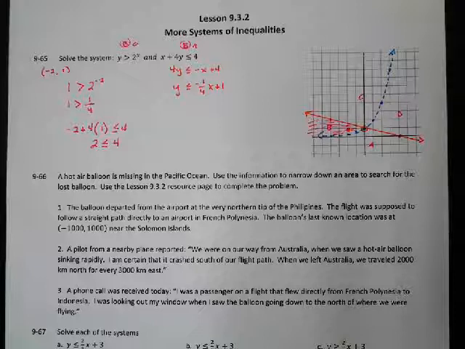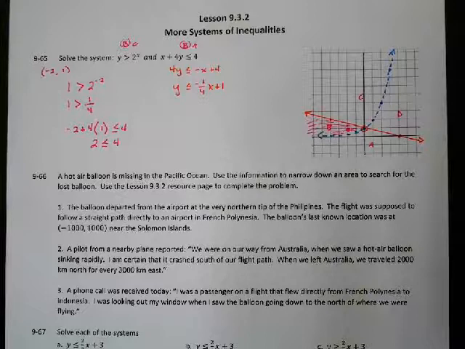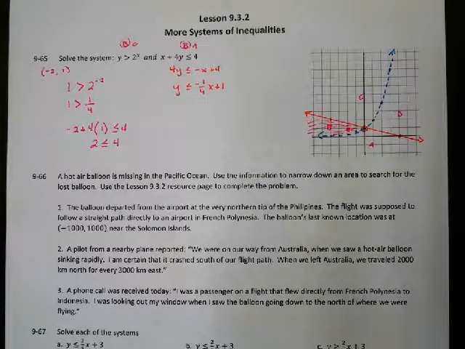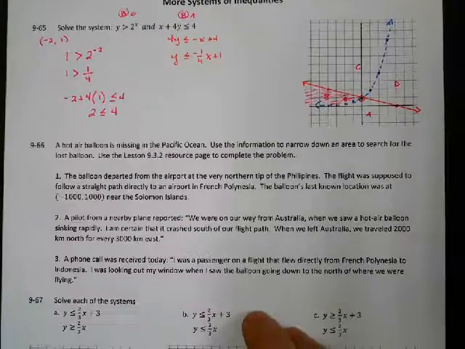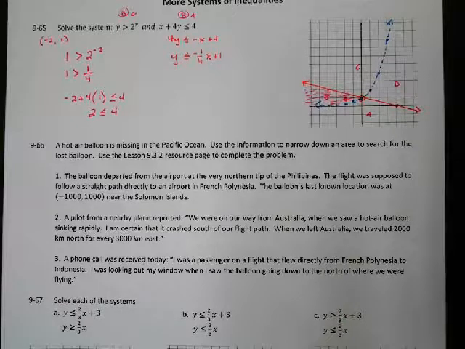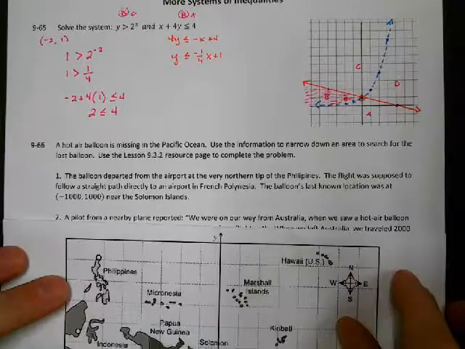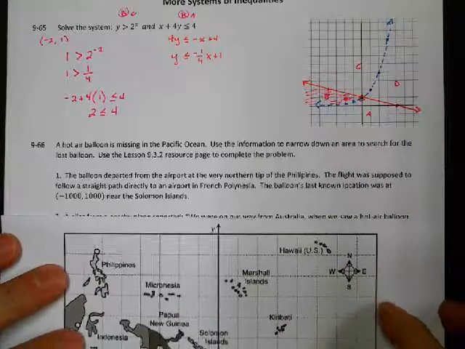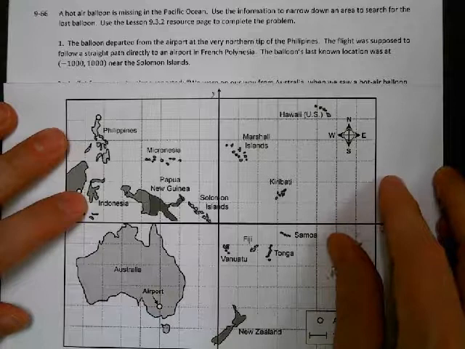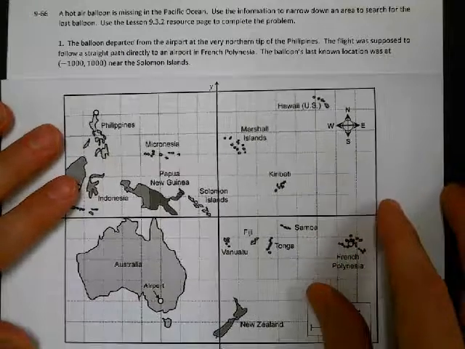So there is a hot air balloon and it's missing in the Pacific Ocean. We're going to use some information to narrow down a search area because the Pacific Ocean is kind of big. We don't want to search the whole ocean. So we're going to use this map here from our resource page to help us decide where to search in this ocean. We got 3 pieces of information.